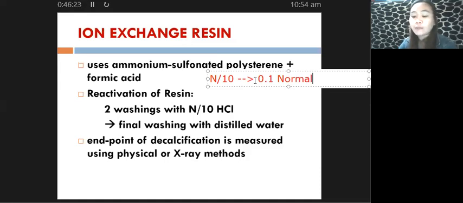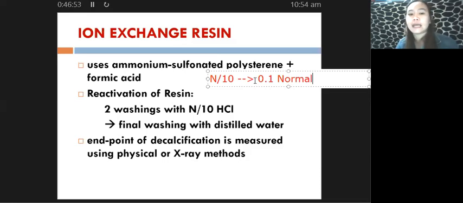You have to immerse it in 40% RAF for 24 hours, after which you are going to trim your samples to 3 millimeters thick. And then after that, you have to perform decalcification again in 40% RAF for another 24 hours.